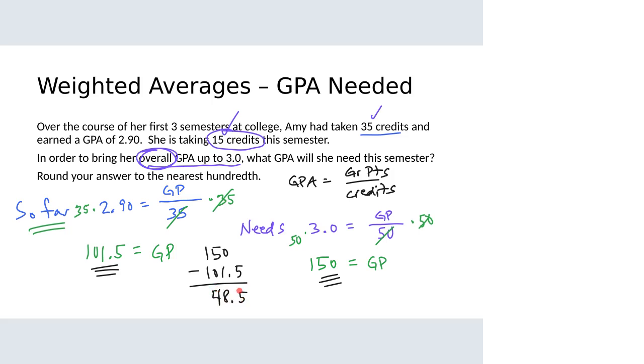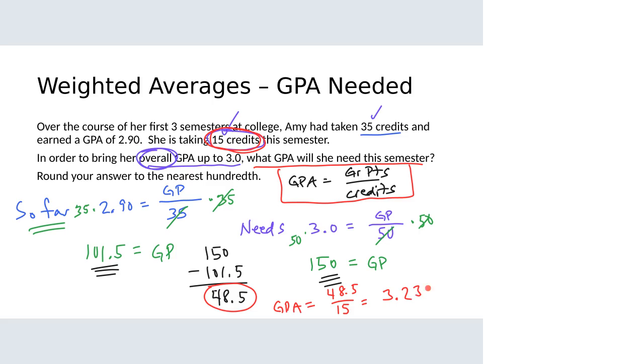If the question said how many grade points does she need to earn, we'd be done, but it didn't. This says, what GPA will she need this semester? Now what we can see is she's going to need to earn 48.5 grade points, and she's taking 15 credits. So again, we lean back into this formula. The GPA that she's going to need is going to be that 48.5 divided by the 15 credits, 3.23.